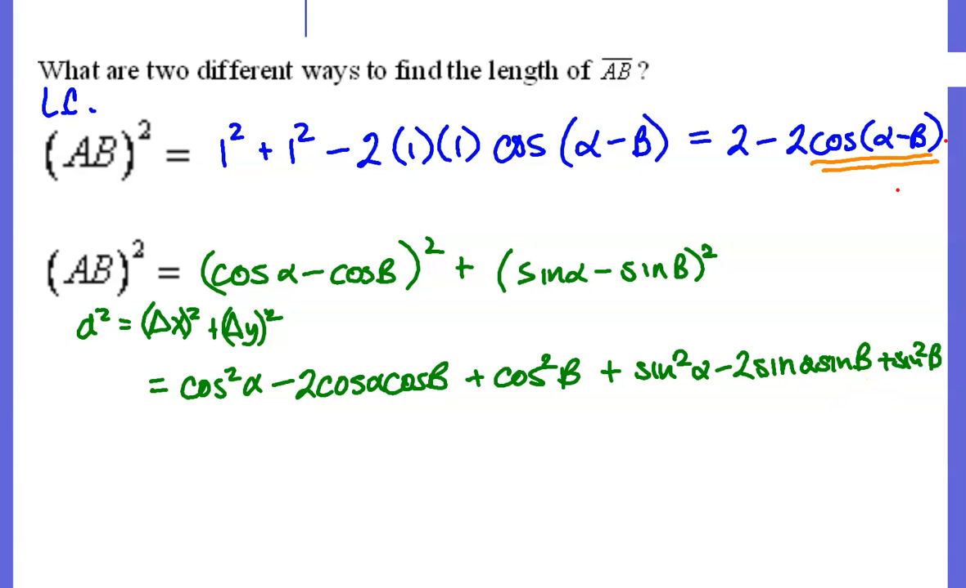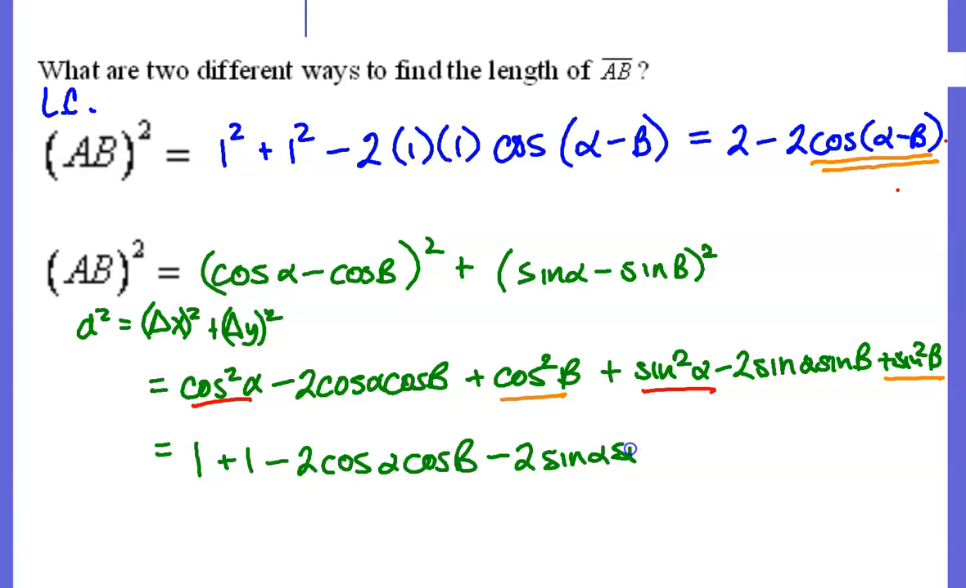Okay, now we have some simplifying to do because let's see if I can use some color here to help you guys recognize some things we can do. What do you notice about those two partnerships? Cos squared alpha plus sine squared alpha is 1. Cos squared beta plus sine squared beta is also 1. And then I have left minus 2 cos alpha cos beta minus 2 sine alpha sine beta. Okay, so 2 minus 2 cos alpha cos beta.